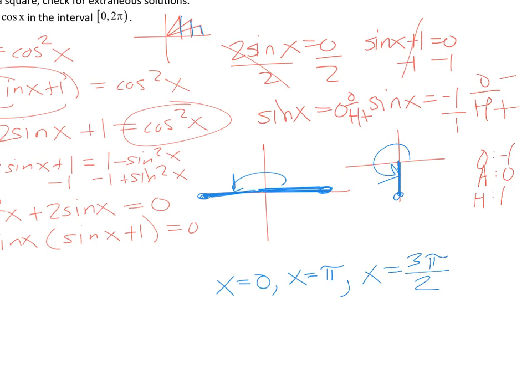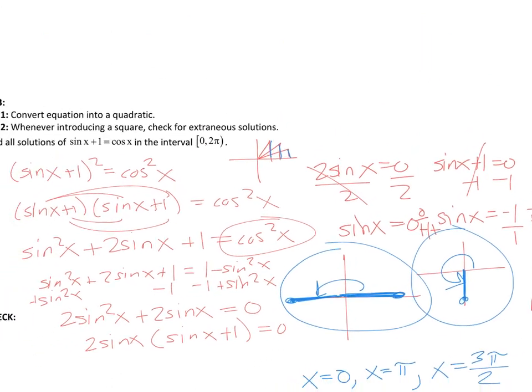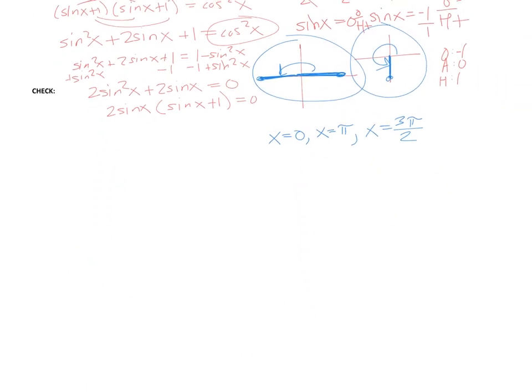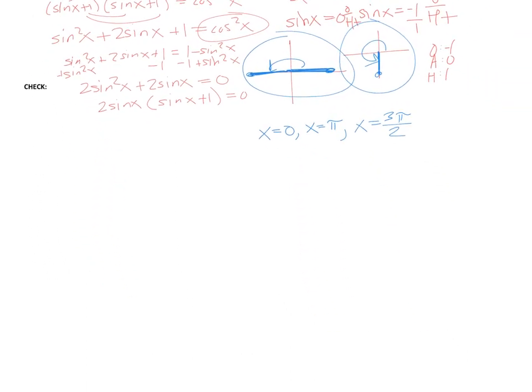Okay, if you have trouble understanding this, this is actually a very, very simple concept once you understand it. If you need any clarification, please make sure to ask for help. All right, but after we find these answers, since we introduced a square into the problem, whenever you introduce a square into an equation, there's a possibility that you're introducing extraneous solutions. So we have to check all our answers to make sure that they actually work. All right, so let's go ahead and do that.